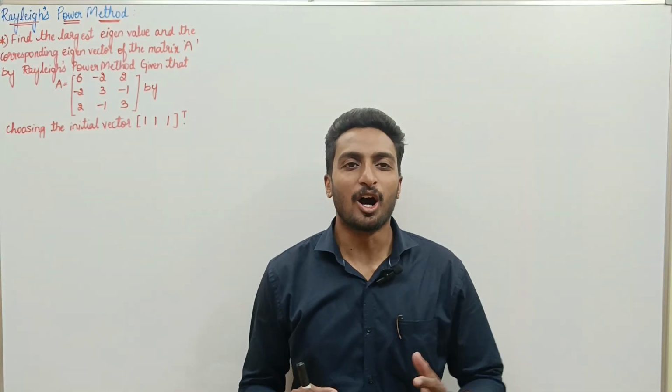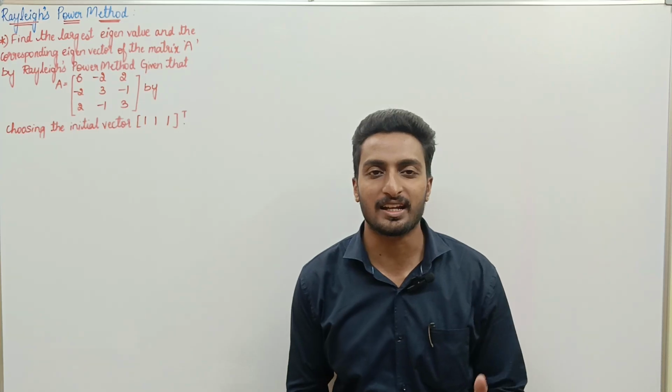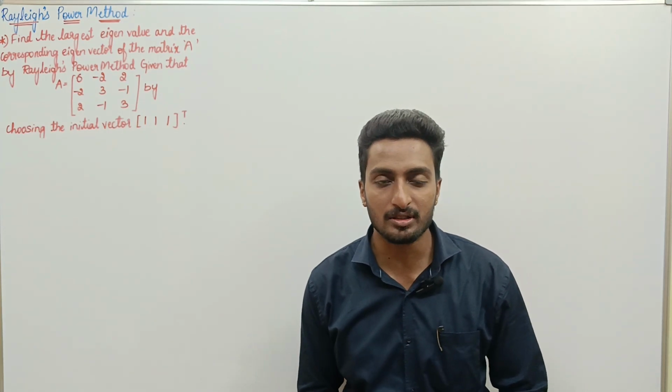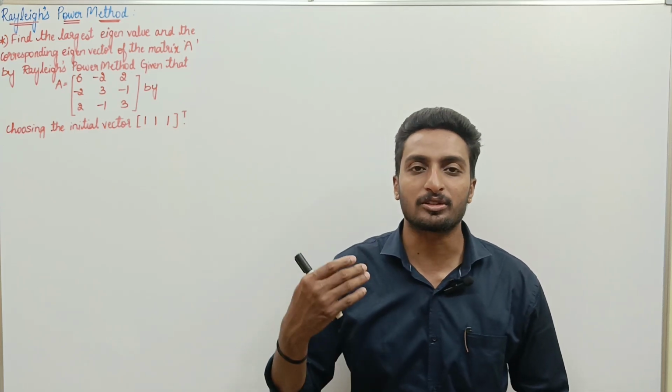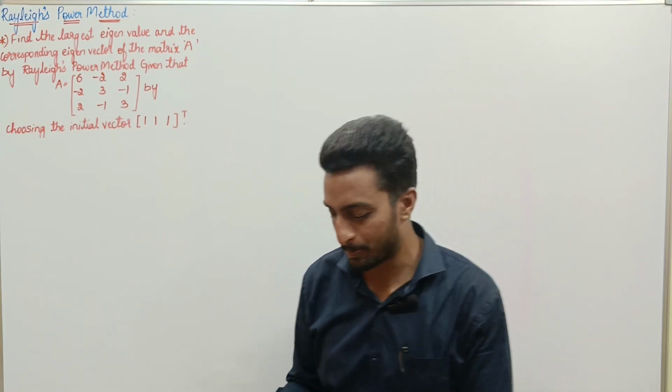Today we are going to learn how to solve the problem on Rayleigh's power method. Considering the given matrix and the initial value, we are going to find the eigenvalues, and corresponding to those eigenvalues, we are going to find the eigenvectors. How to do it? Let us learn step by step.